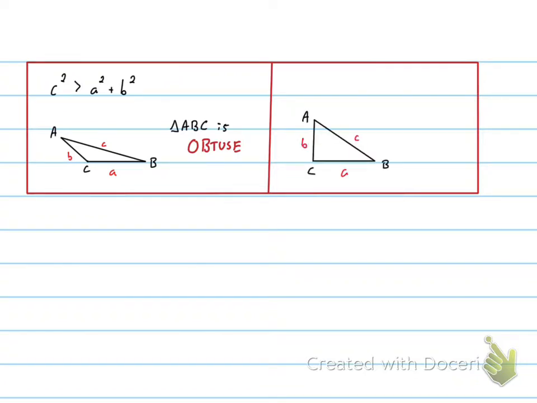On the other hand, let's shrink side length c. Now we would have c squared is less than a squared plus b squared. That would tell me that triangle ABC is acute.